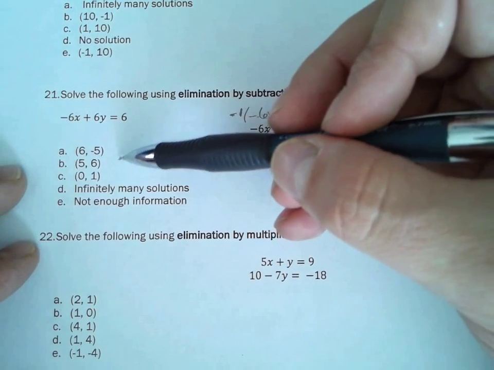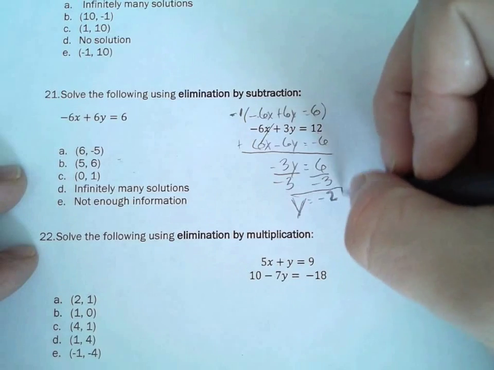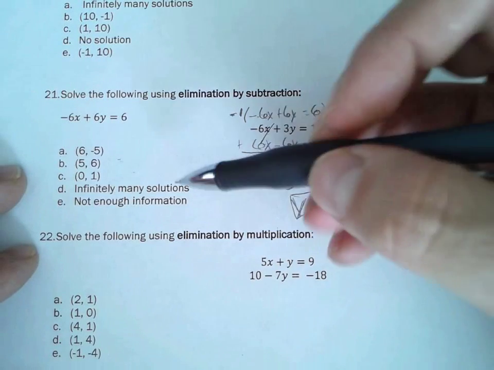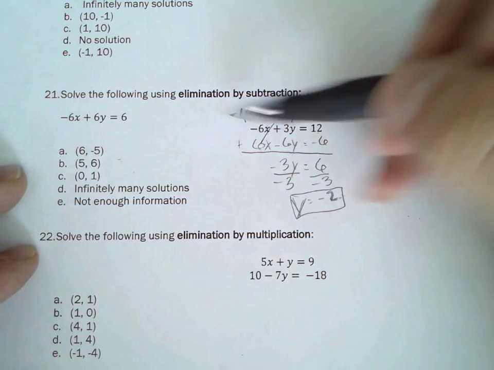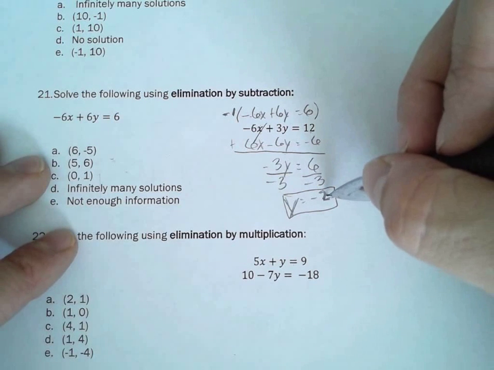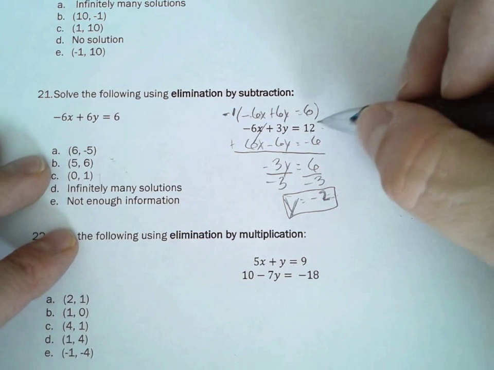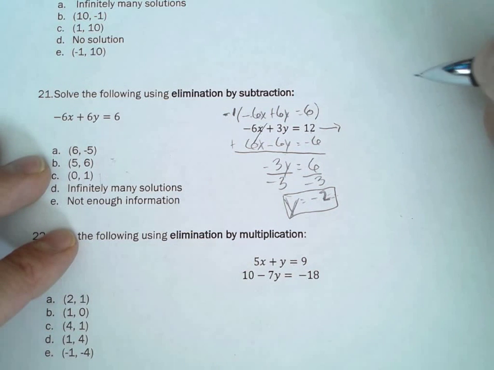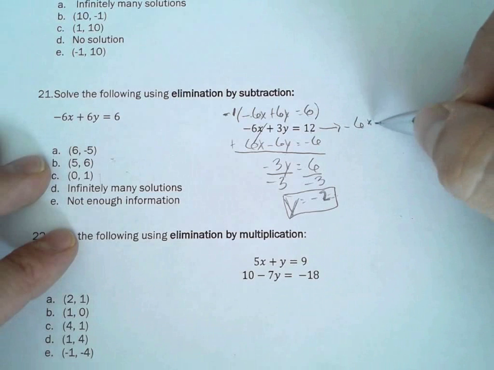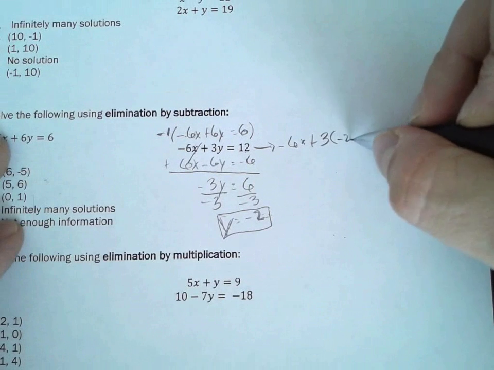Now, it turned out that the answer wasn't actually right here, and there is actually an answer to get. So we're just going to take this and go ahead and solve. Don't worry about these. But if y equals negative 2, just go back to one of your original equations and substitute it in. So for instance, I'll use this one. It doesn't matter which one you use. Negative 6x plus 3, we know y is negative 2.